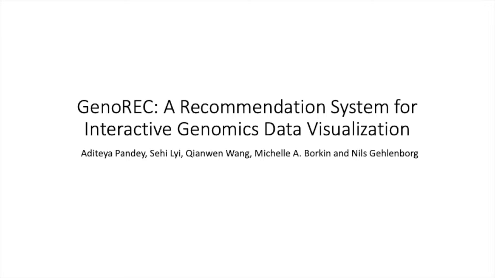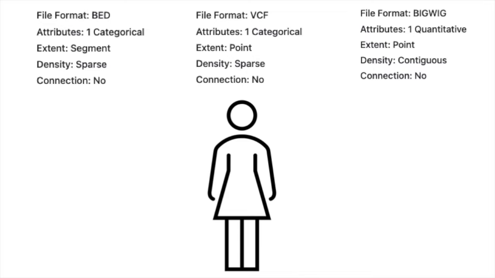Ada is a cancer researcher who's working at a genomics research institute. Ada has been given three files: a BED file, which includes information about genes, a VCF file that includes information about structural variations of cancer patients, and a BigWig file that includes quantitative values that store protein interaction.